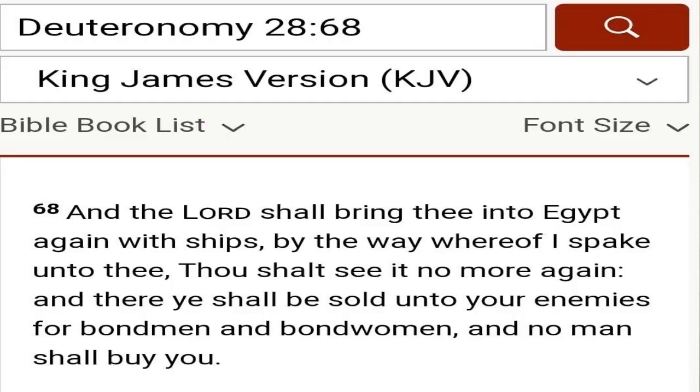Now, out of the transatlantic slave trade, that's the trade, since this is Black History Month, we're going to talk about us over here a little bit. Okay, Deuteronomy 28, verse 68 says, And the Lord shall bring thee into Egypt again with ships, by the way whereof I spake unto thee, thou shalt see it no more again. And there ye shall be sold unto your enemies for bondmen and bondwomen, and no man shall buy you.